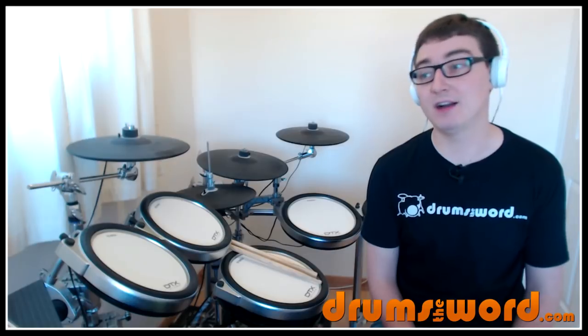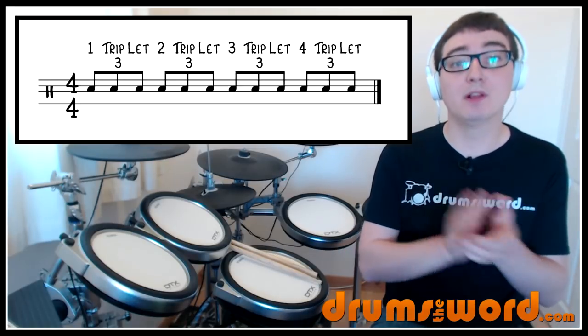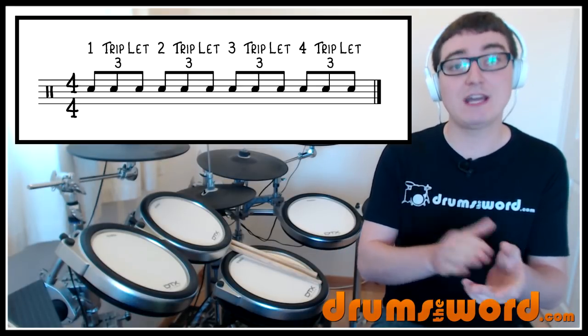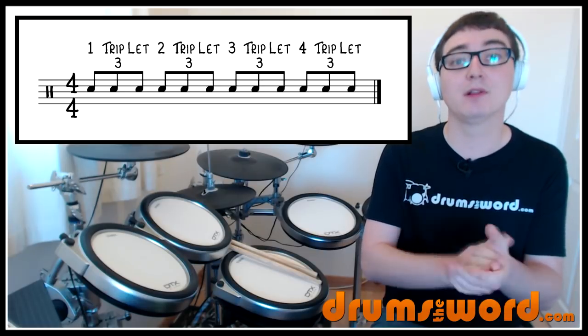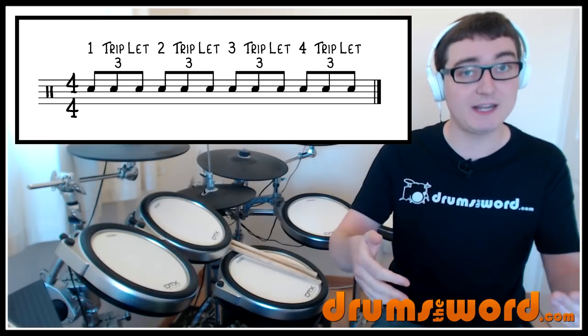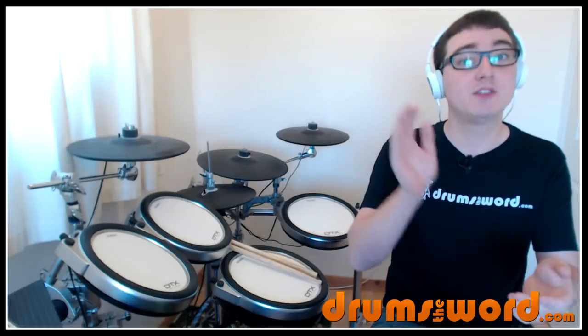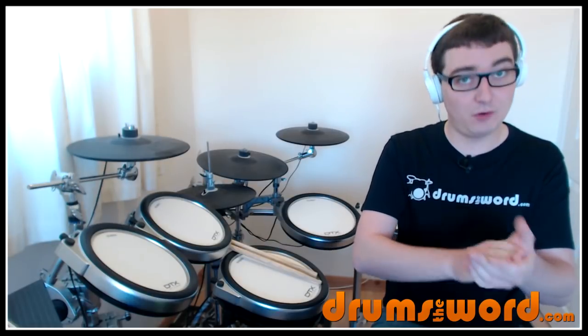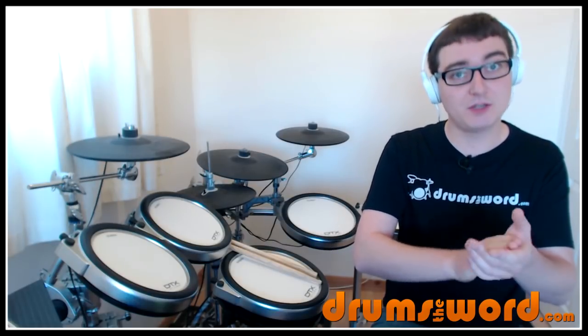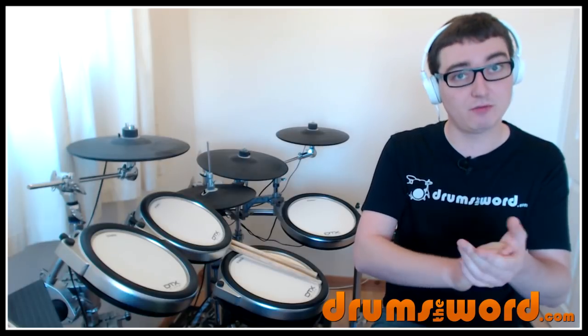So this bar would be counted like this. One triplet, two triplet, three triplet, four triplet, one. Notice that there are three evenly spaced notes per beat. One, two, three triplet, four triplet, one, two, three, one, two, three, one, two, three, one, two, three.